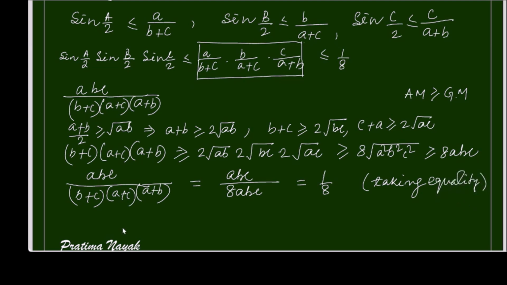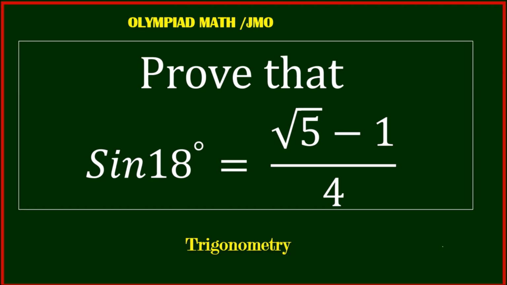So our purpose is solved now. Sine half A, sine half B, sine half C is less than or equal to 1 by 8. So hence proved. Today I have taken a very small concept in trigonometry which is very useful to solve advanced problems in trigonometry. So we must learn this.